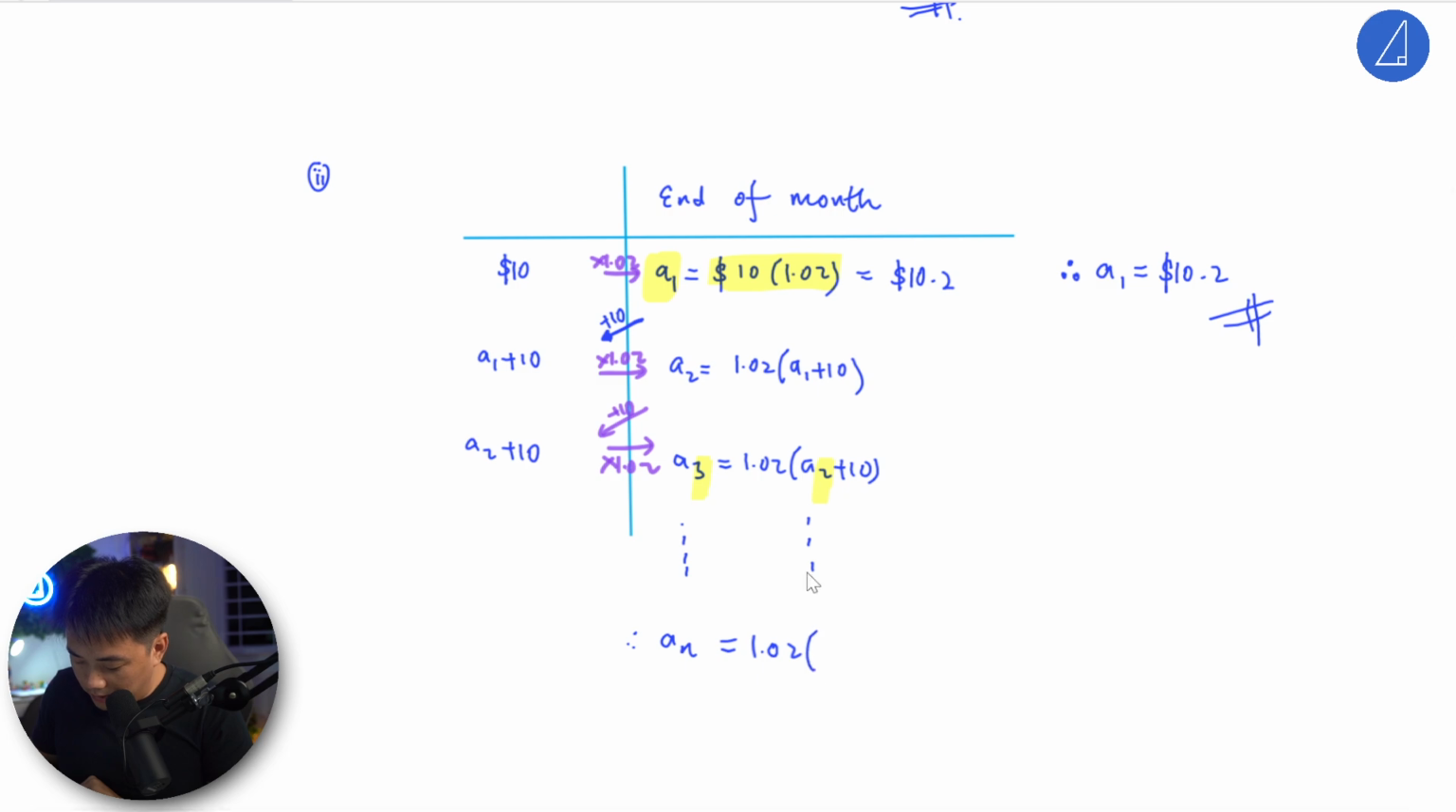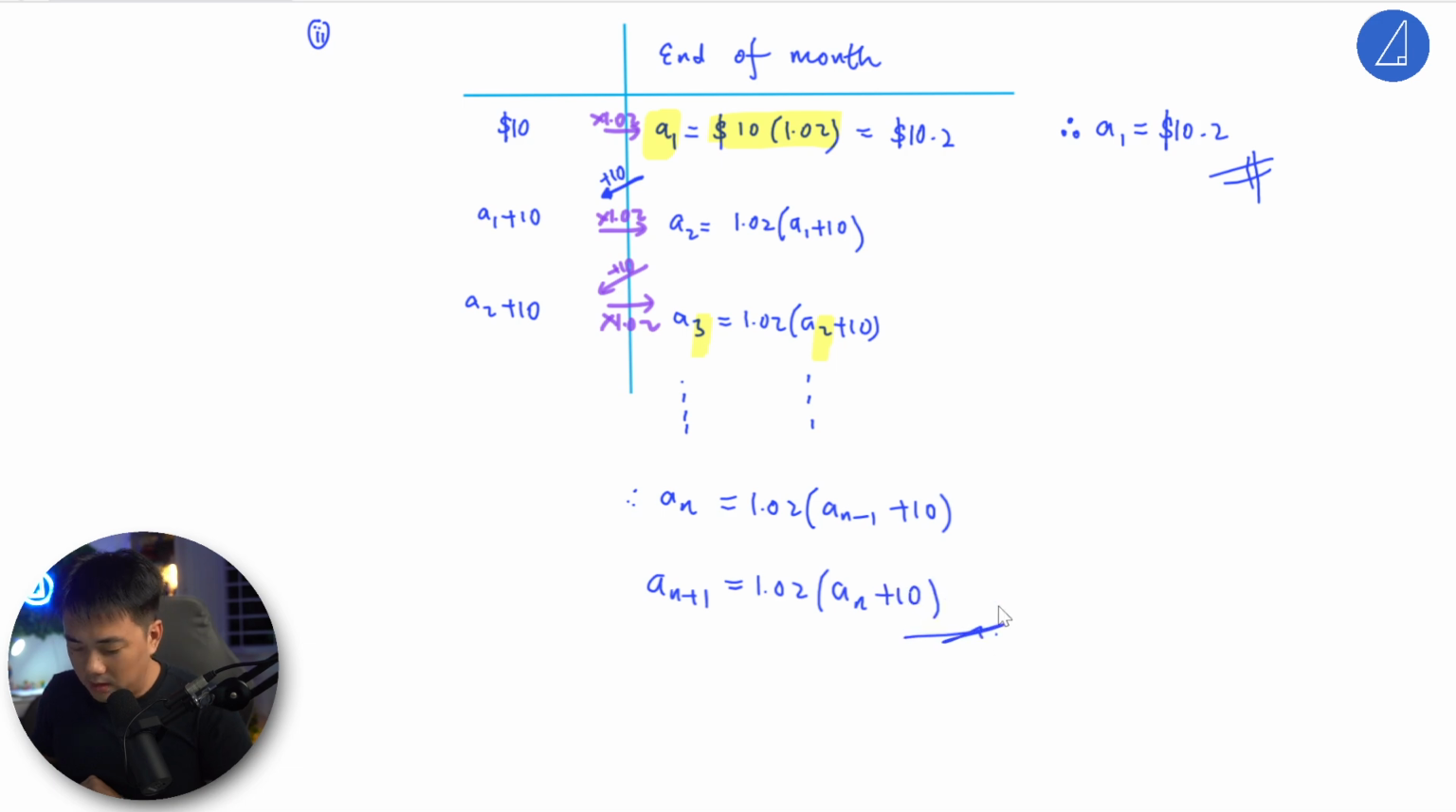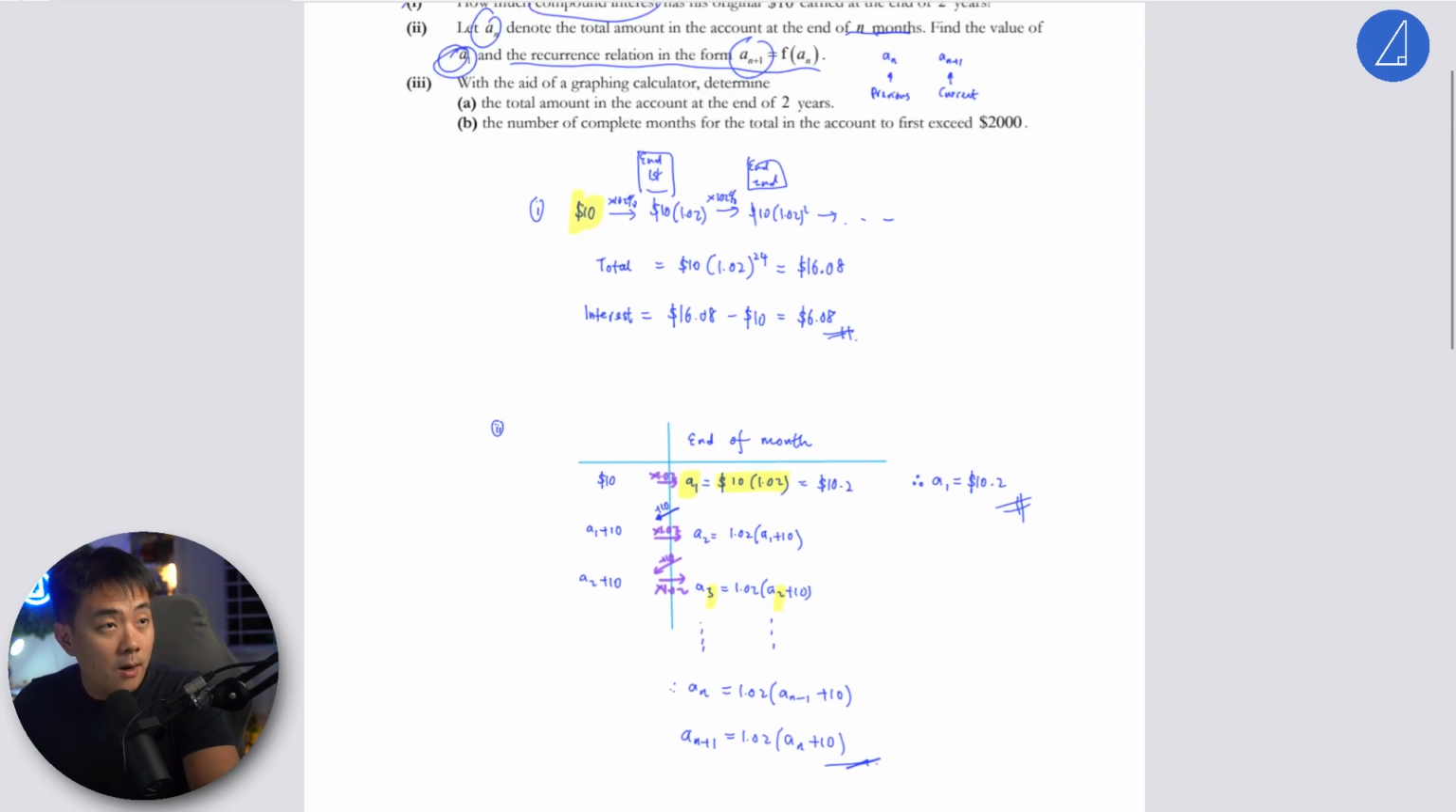So okay, you can write this out. If this is n, then this will be n minus 1, right? Then this case will be A_{n-1} plus 10. But because they want A_{n+1}, you replace n with n plus 1, or you can just deduce straight, also can. So A_n plus 10. Okay, so this is the function that they want you to deduce.